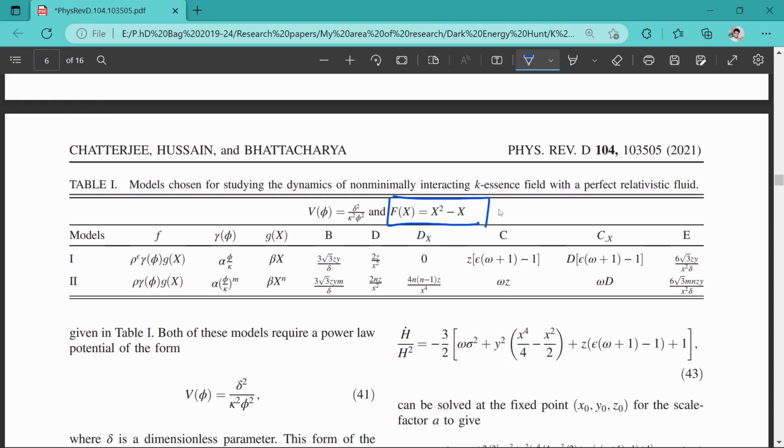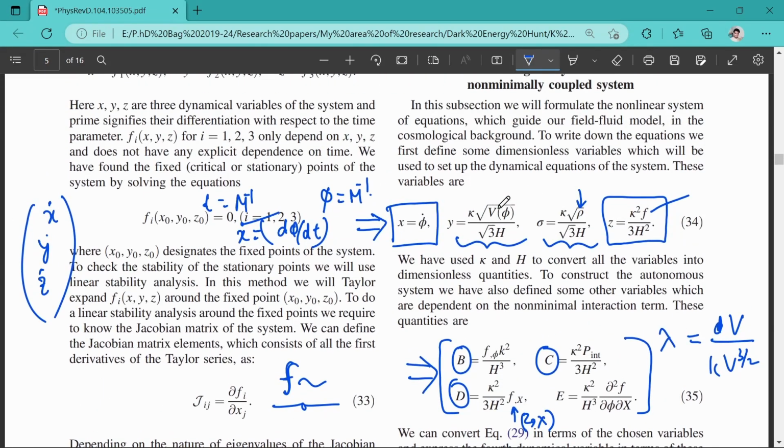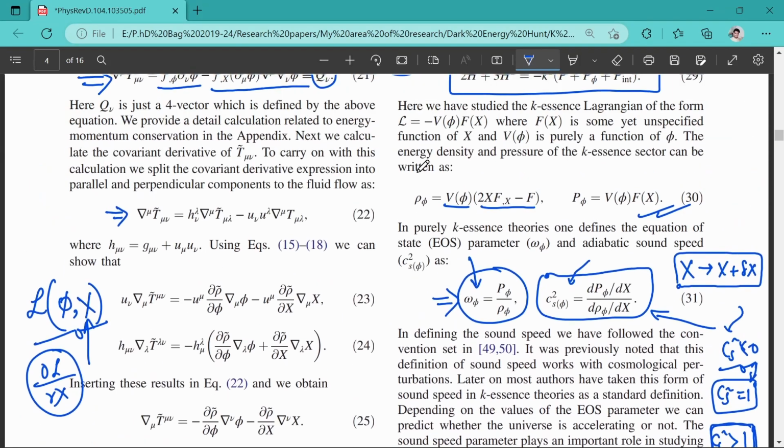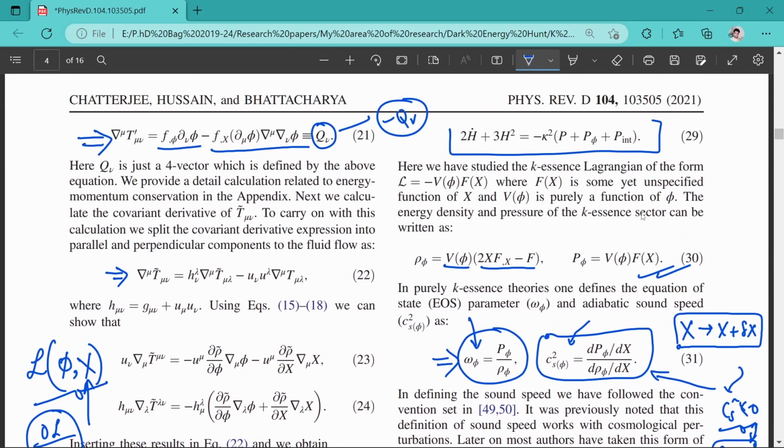As you can see, the field equation here is consisted of L comma phi, and this field equation is actually telling you that p phi is basically L of phi comma x, and this L of phi comma x has been chosen to be v phi into f x. There are various choices: people choose f x minus v phi, one can choose square root of 1 minus x square, otherwise you can choose just multiplication.